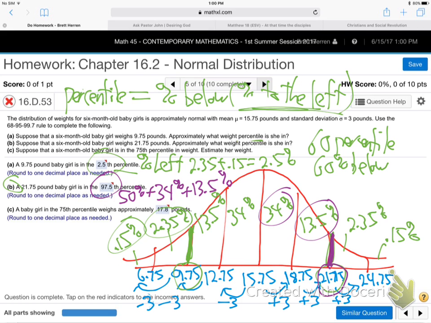Okay, finally, a baby girl is in the, oh yeah, this will be a little more tricky, 75th percentile. And they're giving me the weight. What is it, 17.8? So they're telling me 75th percentile, 17.8. Oh no, actually I came up with that answer, didn't I? Anyway, 75th percentile.